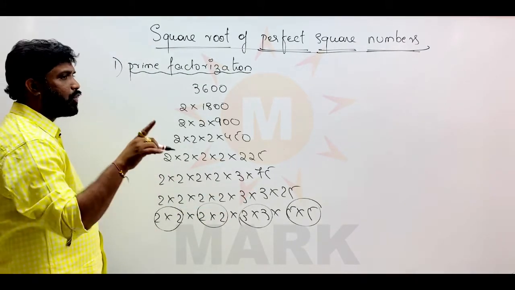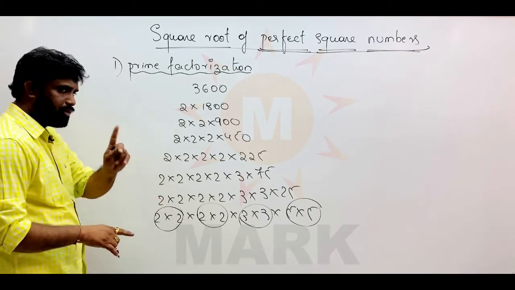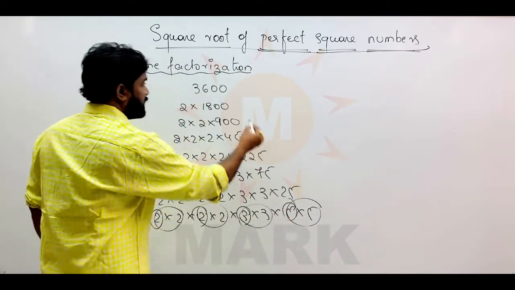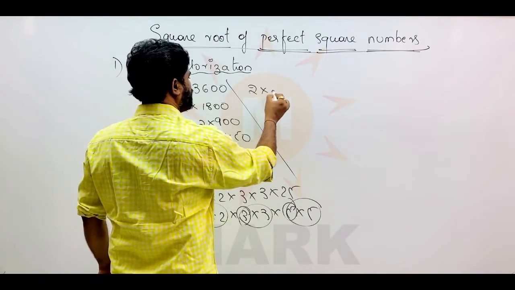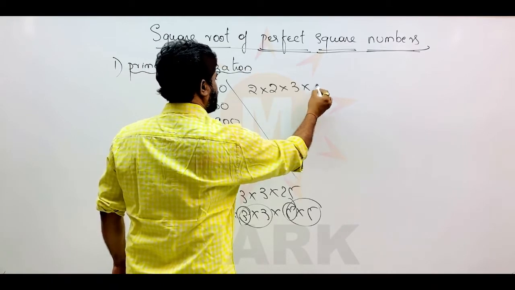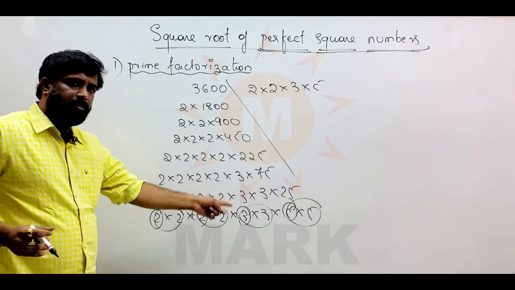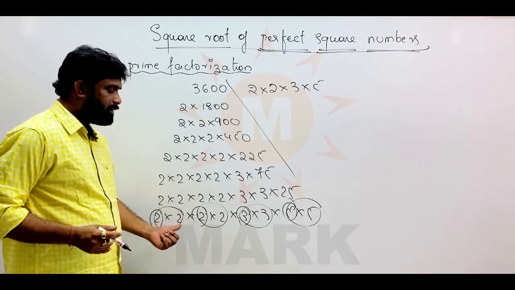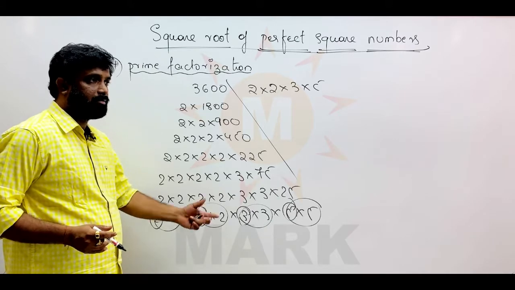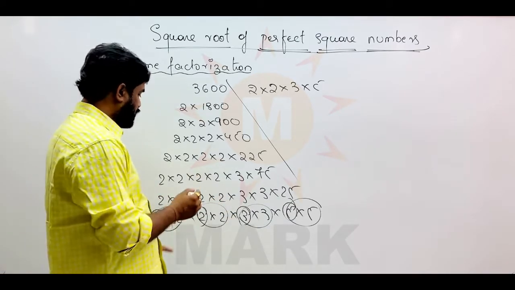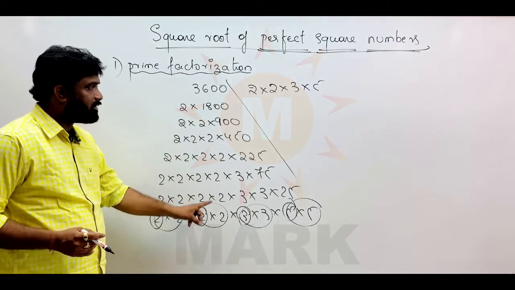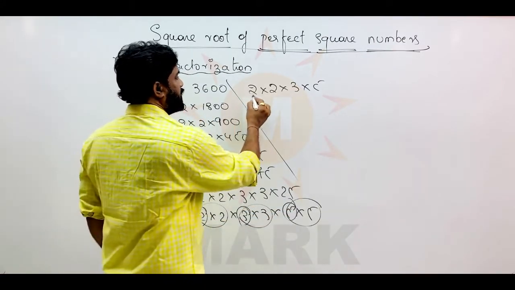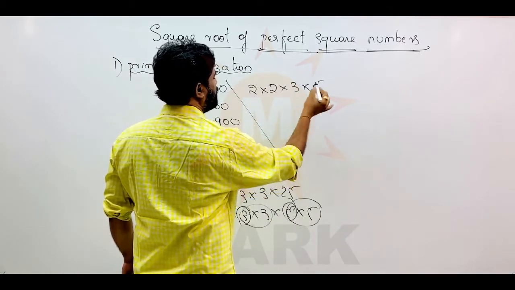So for finding the square root, from every pair you have to take one number. So 2 from here, 2 from here, 3 from here and 5 from here. So the square root is 2 into 2 into 3 into 5. Definitely the same number will come in pairs, either 2 numbers or 4 numbers or 6 numbers, so that you can divide them into pairs, right? So from this pair I have taken one 2, from this pair one 2, from this pair one 3, and from this pair one 5. So 2 into 2 into 3 into 5: 4 into 3 is 12, and 12 into 5 is 60.